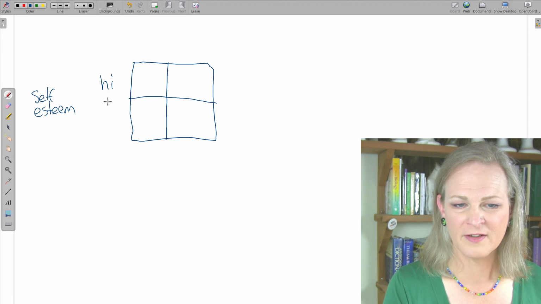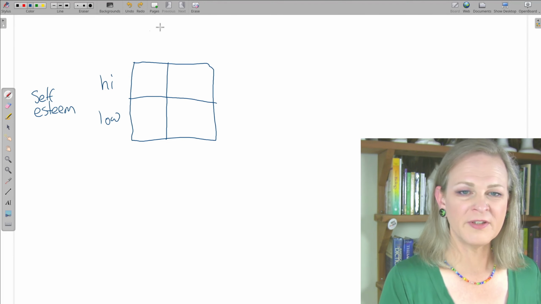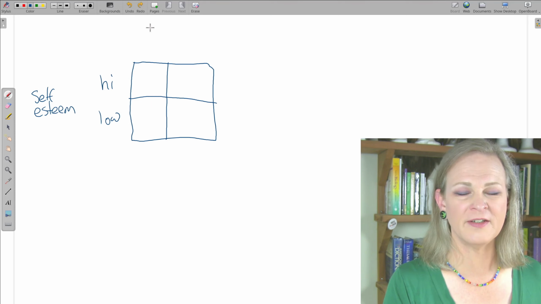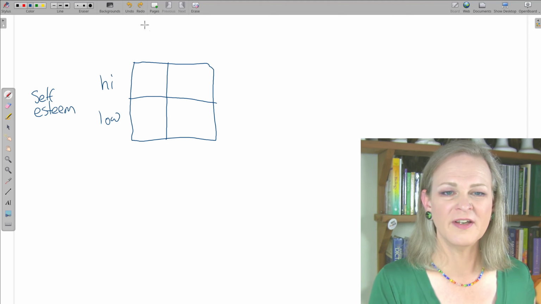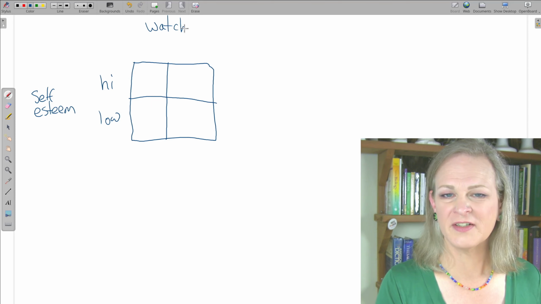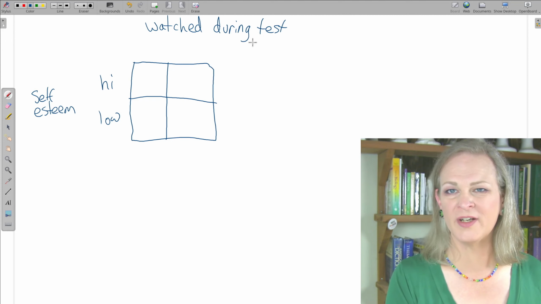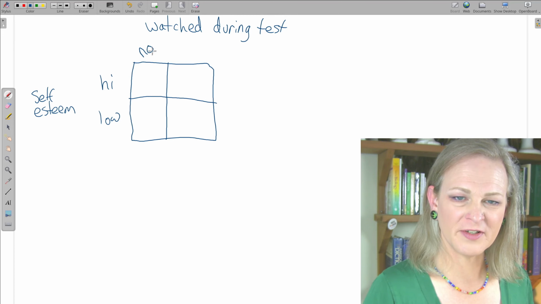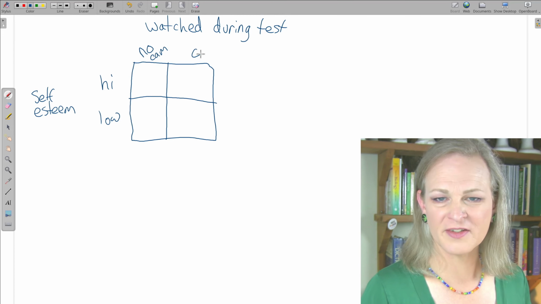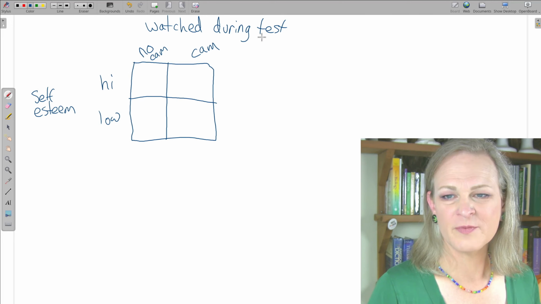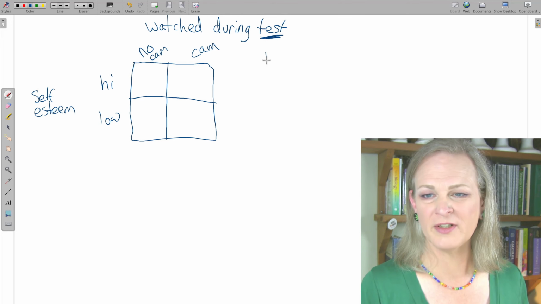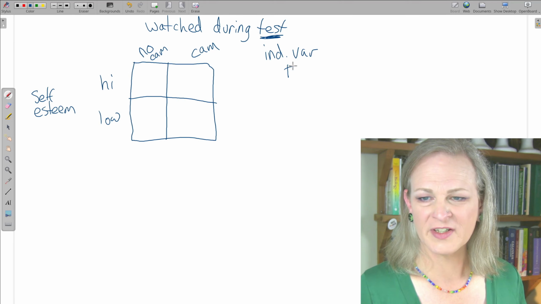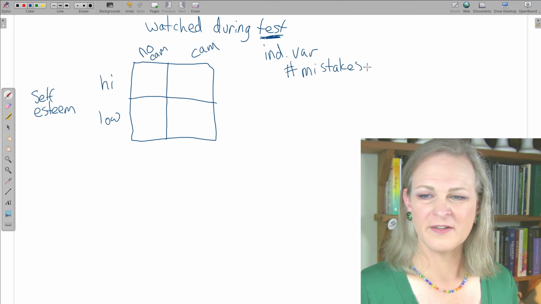So this enterprising group of social scientists divided their subjects into two categories of self-esteem, high and low. And then both of these groups were further divided in half in an experimental condition on whether or not they were watched during a test. And I don't mean just watched, but like they brought in TV cameras to watch. So let's say this is the no camera, and this is the camera. And the data they collected, the independent variable, was the number of mistakes that these students made on this exam.